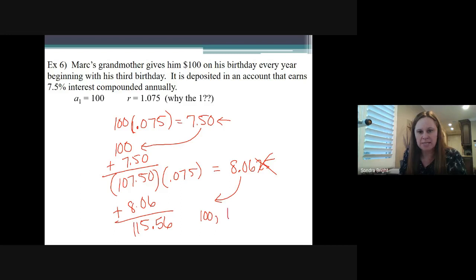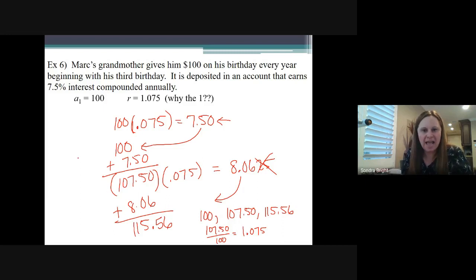So what is happening? First year was 100, 2nd year was 107.5, 3rd year was 115.56. When you do 107.5 and divide it by 100, it's actually 1.075. And you do the same thing here. The reason why is because you keep adding the term right before it, right? And so that's the reason where this 1 is coming from. Hopefully that makes sense.